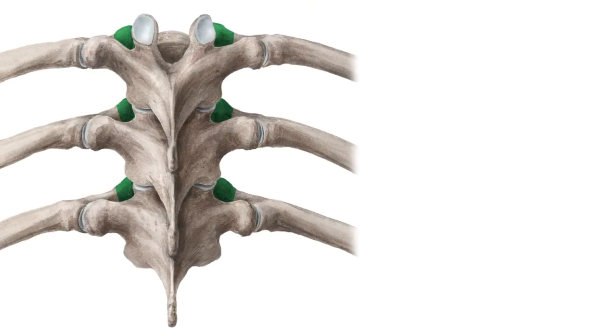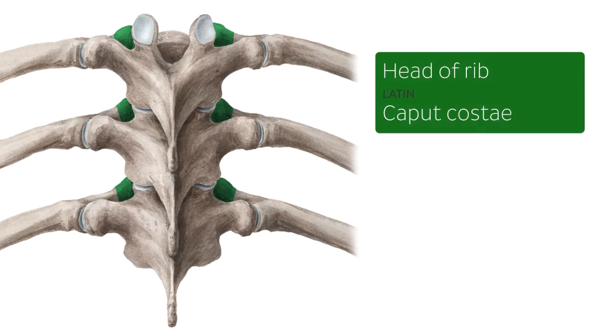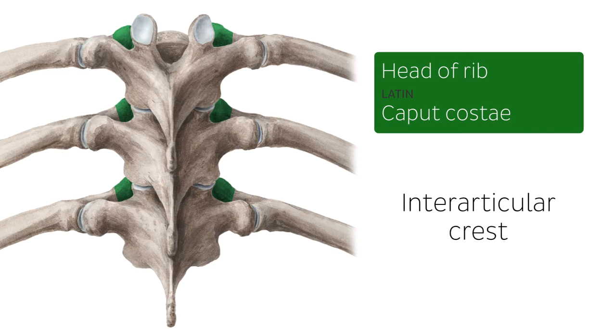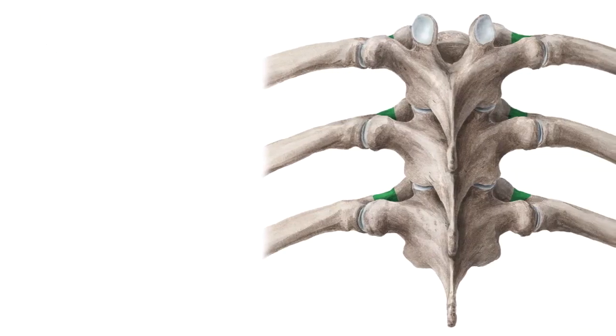Another structure worth mentioning on this tutorial, found on the set of bones that we talked about previously, the ribs. This is known as the head of the rib. The head of the rib is the most proximal part of the rib to the vertebral column. This is the part of the ribs that articulates with the vertebrae, as you can see here on this image. The head of the rib has an articular surface and a ridge that separates two articular facets called the interarticular crest.